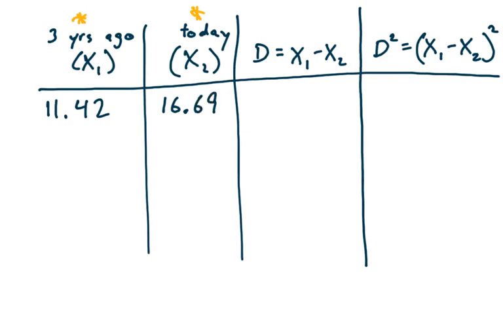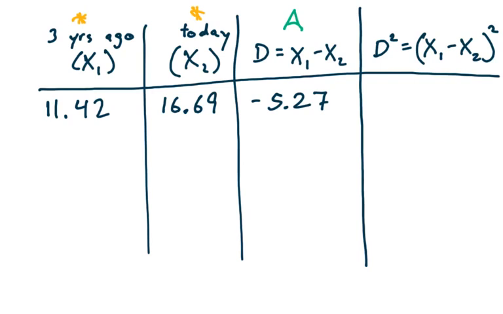And for the current deposits, we have 16.69 billion. You'll notice I wrote these other two columns. We'll call the third one column A. In the third column, we have D defined as x1 minus x2. So here we're going to do 11.42, because that's what we're calling x1, and we're subtracting away x2, the figure from today. For this first difference we get negative 5.27.